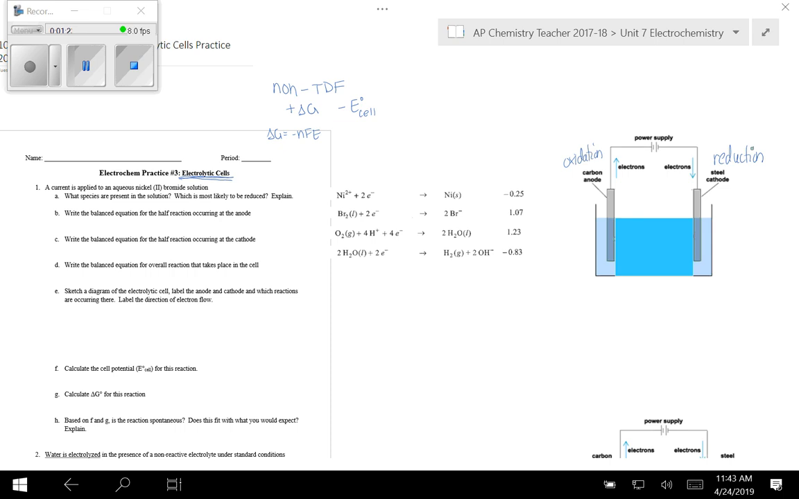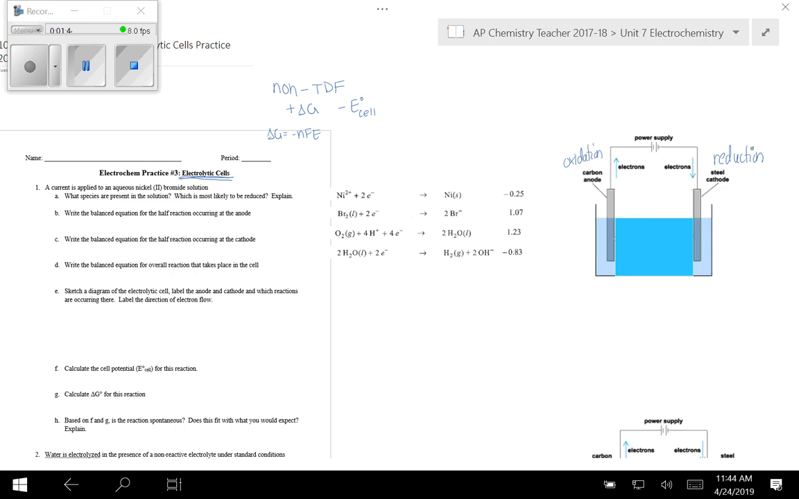And where it gets a little bit trickier with these electrolytic cells is we will often have electrodes that are inert electrodes. So like in this example, it shows carbon and steel, or it might be platinum. So just keep that in mind, and then we'll come back to the significance of that later.